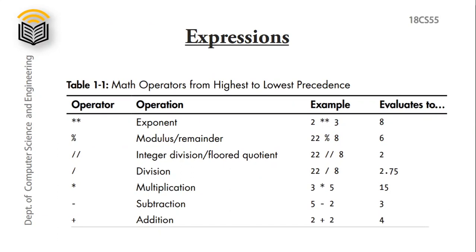We have exponent with the highest precedence, denoted by double star in Python, used to calculate the power of a value. Then modulus, which is used to calculate the remainder of two values. Next is integer division, denoted by double slash, used to calculate the floored quotient of two values. Then division, denoted by slash, used to calculate the quotient of two values. Multiplication operator, used for multiplication. Then addition and subtraction. In an expression, modulus is calculated first, then multiplication and division, finally addition and subtraction.